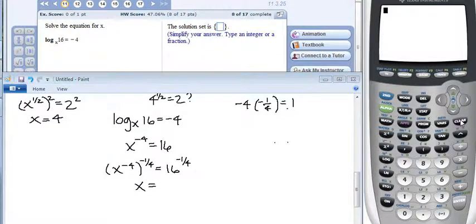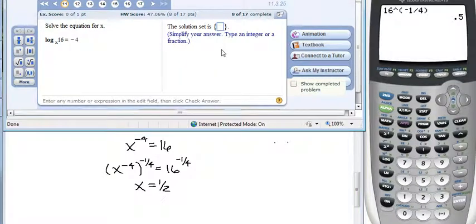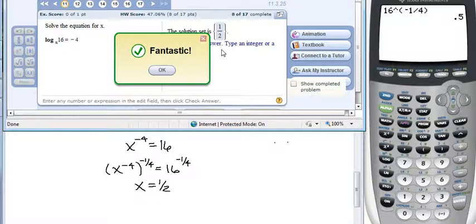And since we're at the end of the semester here, let's just be lazy. 16 raised to the -1/4. I've been lazy all semester. Let's admit it. Let's just admit it, Simone. 0.5 or 1/2. I don't know what it wants. Fraction. Okay. So we have 1/2 on that.